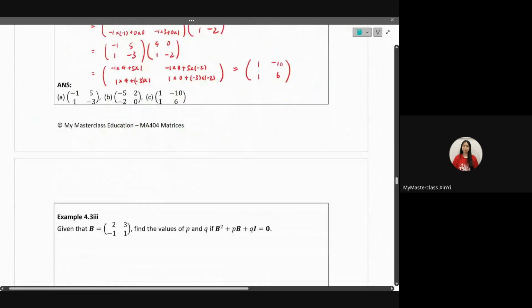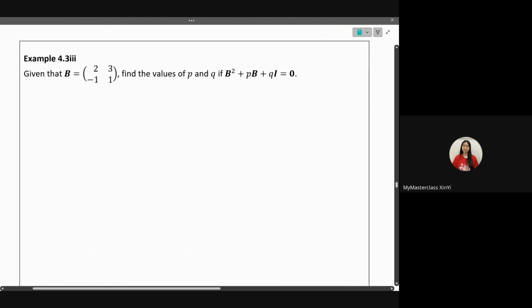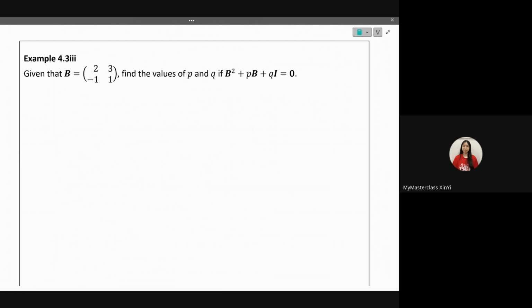Now let's move on to another example. This is a mixture of addition of matrices, scalar multiplication of matrices, and also normal matrix multiplication. So this is the matrix multiplication, scalar multiplication, and then you have addition also. Let's check first. Your B is a 2 by 2 matrix. So when you have B multiplied by B, this should also give you a 2 by 2 matrix.